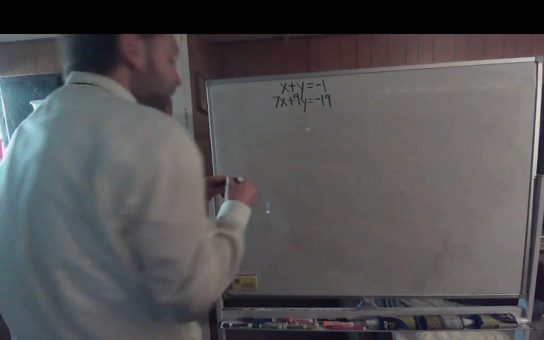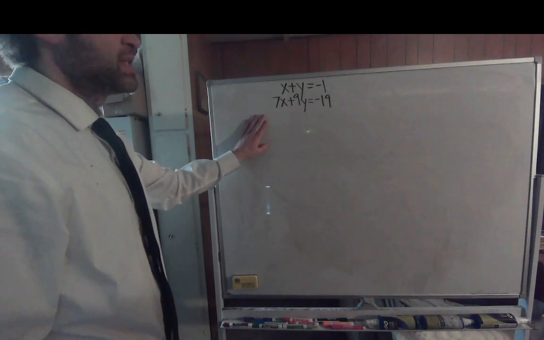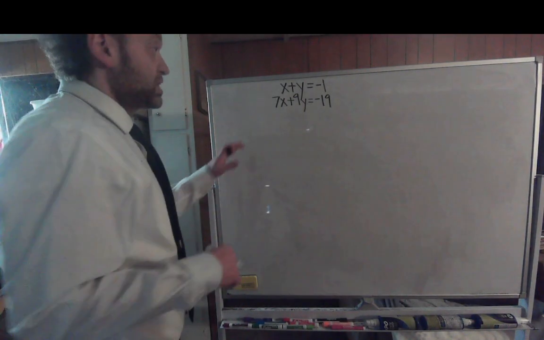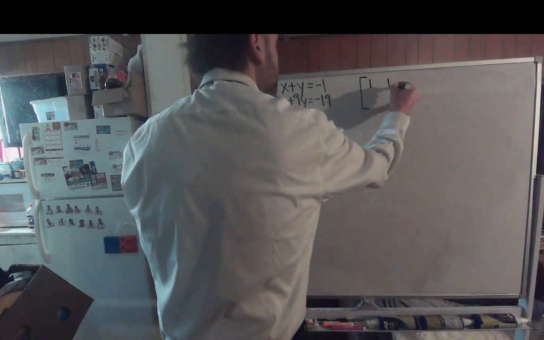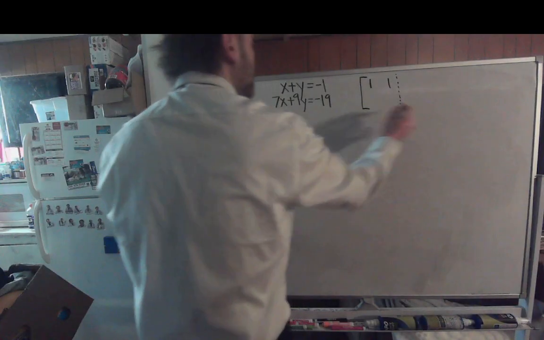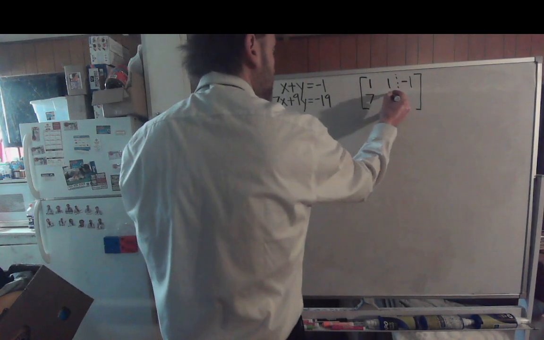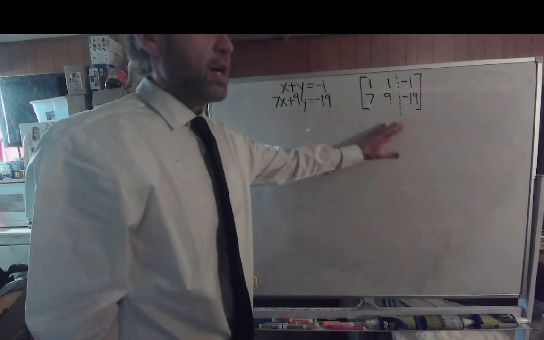So there is our next system. We have x plus y equals negative 1, 7x plus 9y equals negative 19. So let's go ahead, convert this to a matrix to start with. So take your 1 on the x, your 1 on the y, and then to the right of that augmented line, put that negative 1 there. Second row, take that 7 on the x, the 9 on the y, then put that negative 19 to the right of the augmented line. So we now have our augmented matrix.